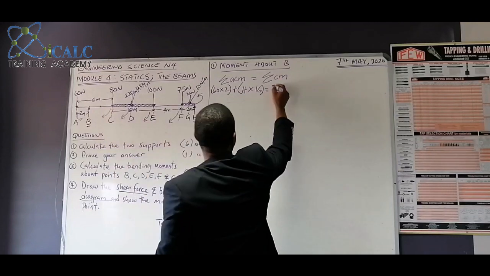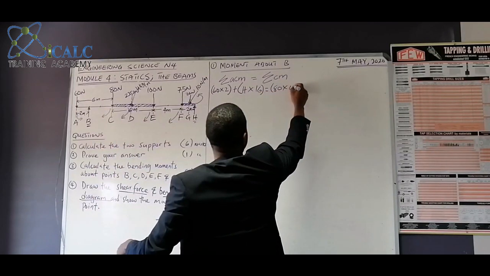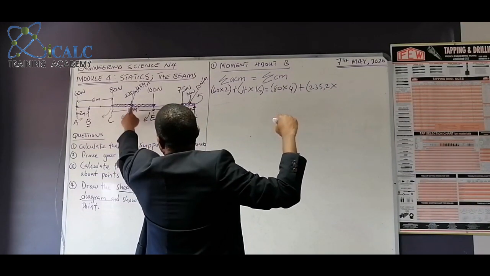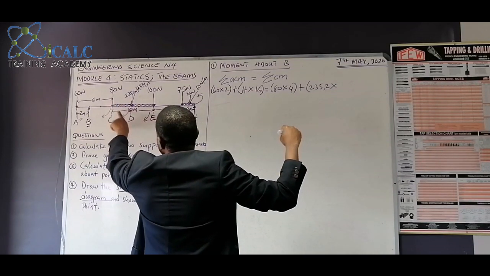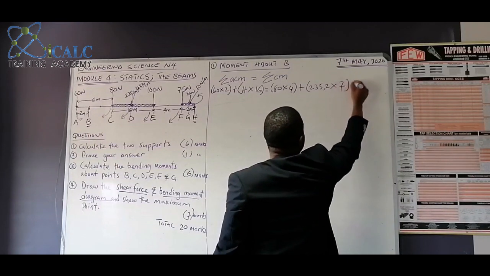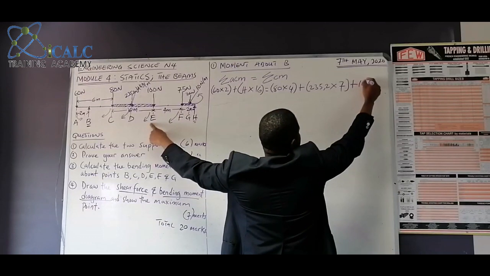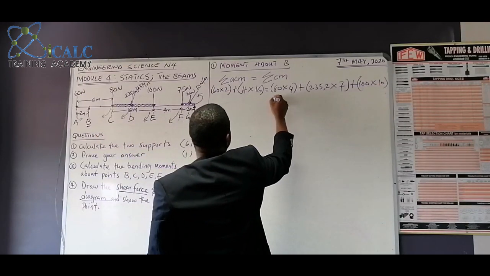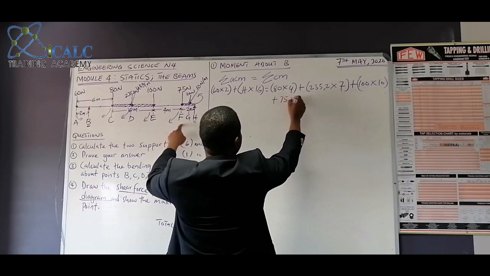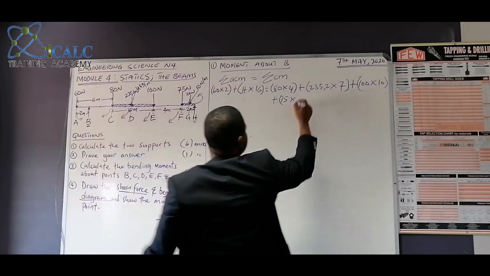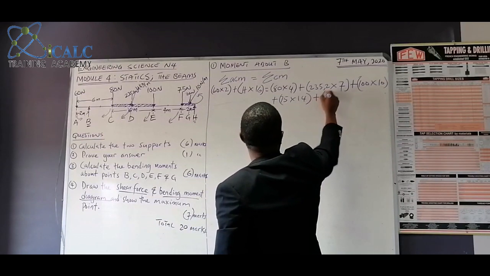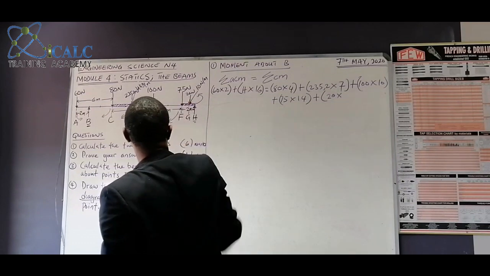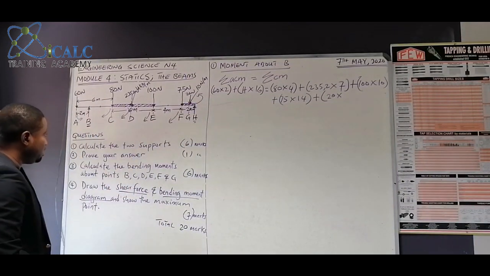Then we go ahead for the clockwise. We have 80 multiplied by 4, plus 235.2 multiplied by, from here to here is 3 because it's acting at the center, 3 plus 4 will be 7, plus another clockwise, 100 multiplied by 6 plus 4 is 10, plus 75 multiplied by 4, 10, 14. And lastly, we have our 20 acting at the center there, 20 multiplied by 1 plus 4 is 5, plus 6 is 11, plus 4 will give us 15.